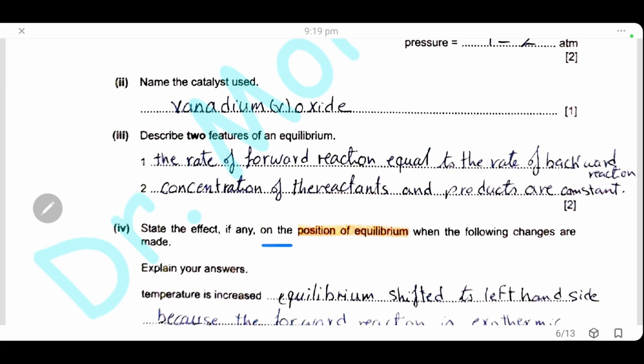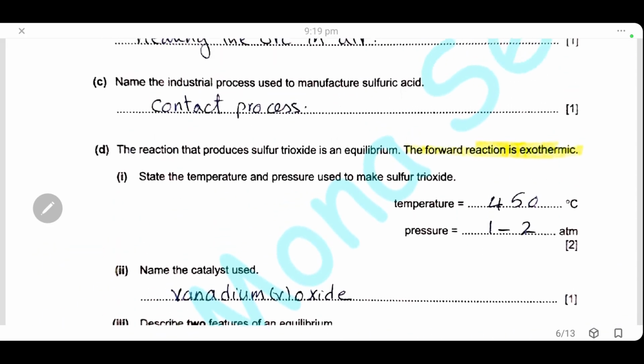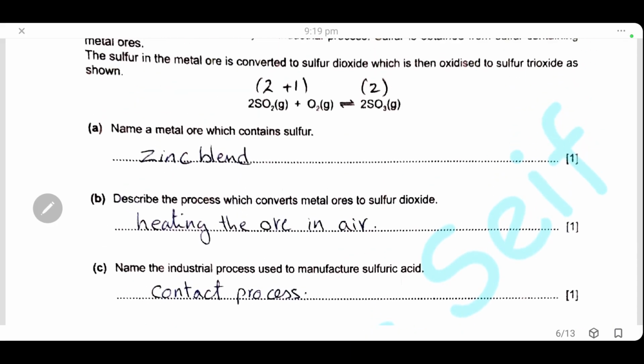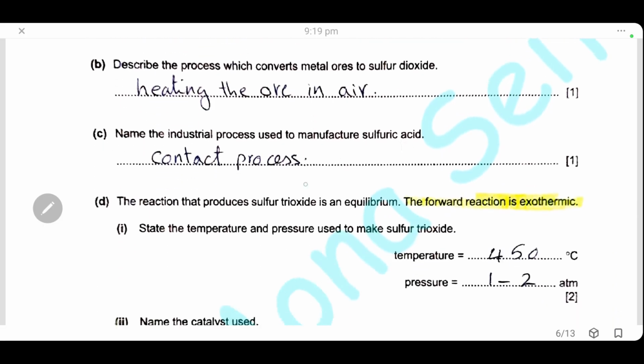State the effect, if any, on the position of equilibrium when the following changes are made, and explain your answer. If the temperature is increased, the equilibrium will be shifted to the left-hand side. It is already mentioned here that the forward reaction is exothermic, so increasing the temperature in an exothermic reaction will favor the backward side, or the endothermic side.